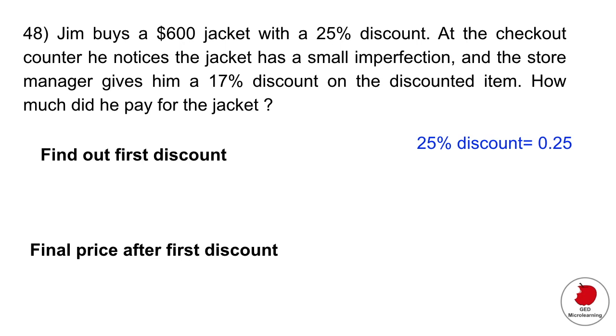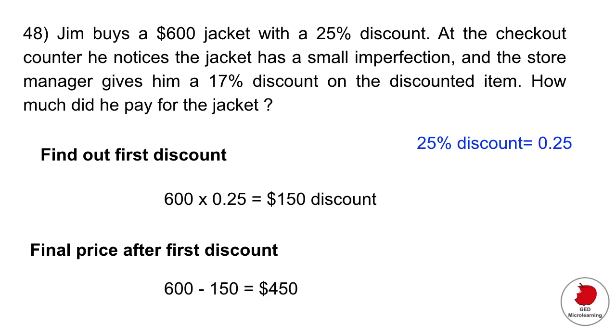You first of all find out the first discount. They're telling us it's 25%. If we change that into decimals, it's 0.25. So you would multiply that by 600, which is the price of the jacket. So he got a $150 discount. If we subtract that amount from the $600, that gives us that the price now, after that first discount, is $450.